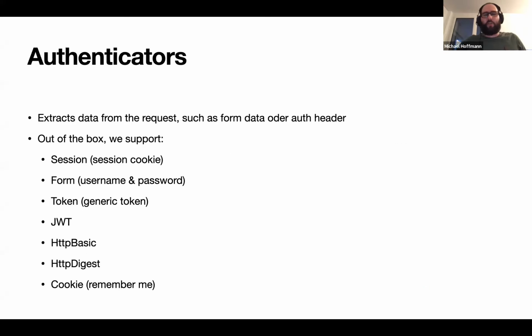Okay, so let's talk about the fundamentals of this plugin. And the first part is the so-called authenticator. The authenticator basically takes the incoming request and extracts data you want to authenticate against. So this could either be form data, which you posted in a login form, an authentication header, and so on. And these authenticators basically take this data and pass it on to the identifiers, which we'll talk about in a minute. Out of the box, we support the session cookies, the form authentication, username and password, the token, JWT, and some more basic stuff, HTTP basic digest. And we also have the remember me cookies.